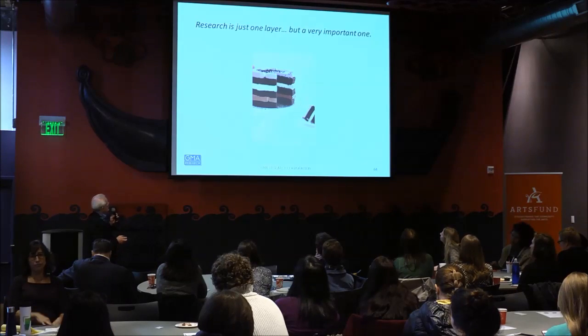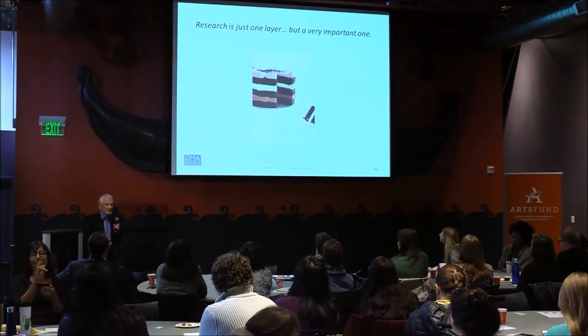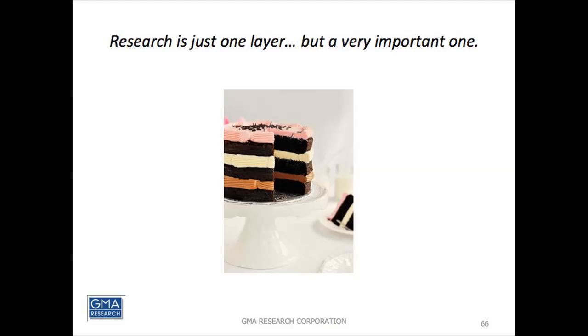The last slide here is: research is just one layer of information. It is a very important layer. If you don't have that layer of information, you don't really have a full cake. You are missing a piece, but it is only one. Don't let the research guide your decision. Let the research add to the decisions that you're making, and take that in the sum total of all of the points of view that you have as an organization.